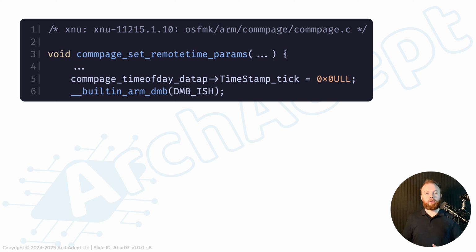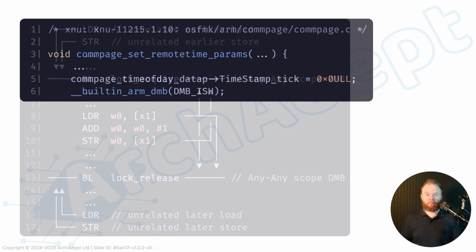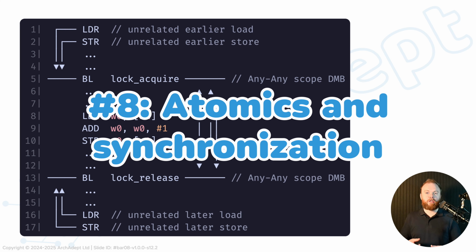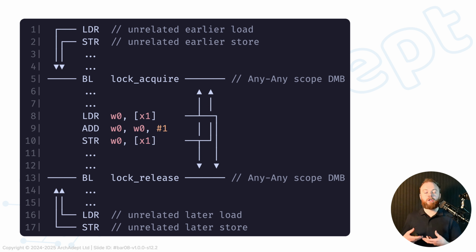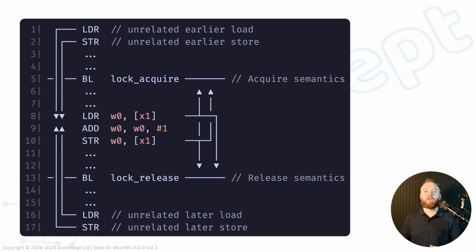So the kernel is writing some data into the COM page for the user space task to consume, and you can see on line 6 that the kernel is issuing an inner shareable AnyScope DMB-ish as part of that communication. Which means these unrelated earlier loads and stores and these later unrelated loads and stores are all being unnecessarily ordered with respect to the critical section.